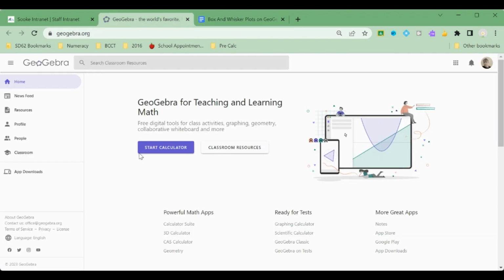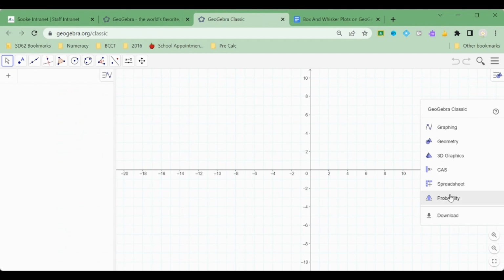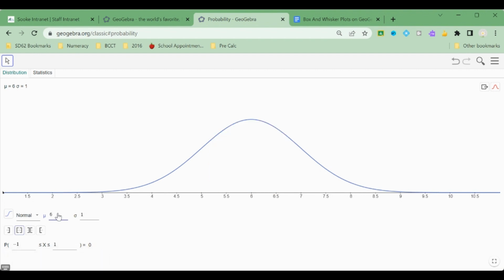So we open GeoGebra and go to Classic. And once there, I'm going to go to probability. And it opens up with a normal distribution curve. I need to tell GeoGebra that the mean is 61 days and the standard deviation is 1.5.